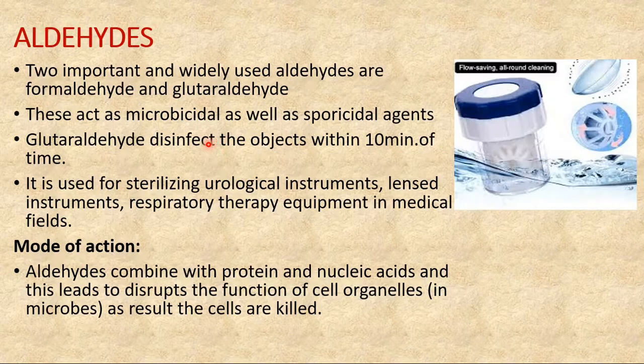Then moving to the next type, aldehydes. Two important and widely used aldehydes are formaldehyde and glutaraldehyde. These both act as microbicidal. I'm not saying here bactericidal, it is microbicidal. That means it is able to kill the majority of microorganisms, and it is also a sporicidal agent. Until now, we were not assured whether alcohol or phenol are able to kill the spores, but here aldehydes have a great effect in killing the spores also. So that's why we consider it as both microbicidal as well as a sporicidal agent.